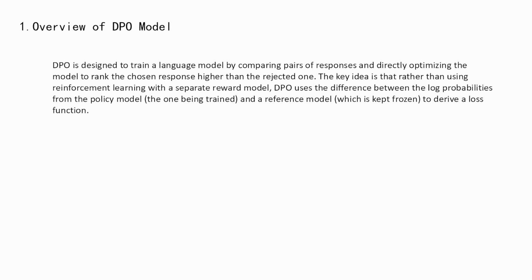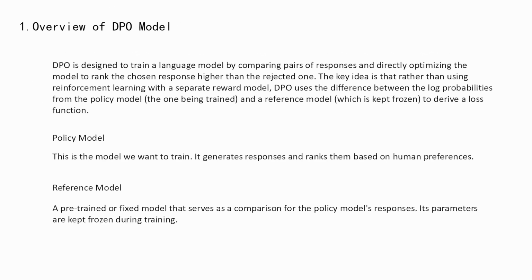DPO is designed to train a language model by comparing pairs of responses and directly optimizing the model to rank the chosen response higher than the rejected one. The key idea is that rather than using reinforcement learning with a separate reward model, DPO uses the difference between the log probabilities from the policy model, the one being trained, and a reference model, which is kept frozen, to derive a loss function.